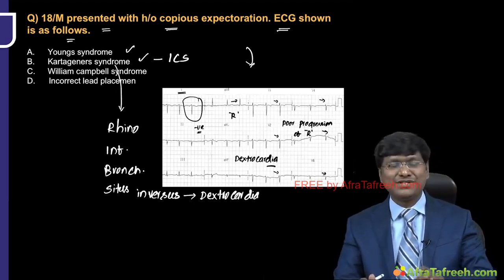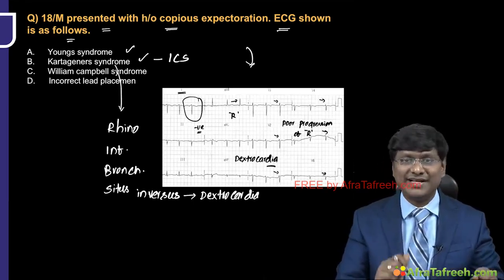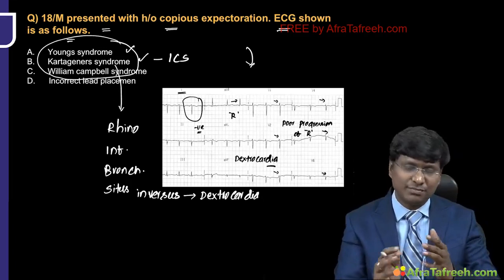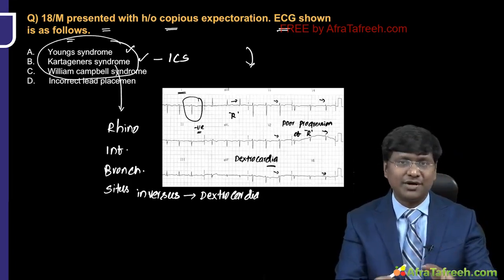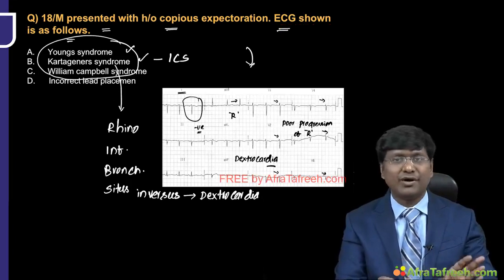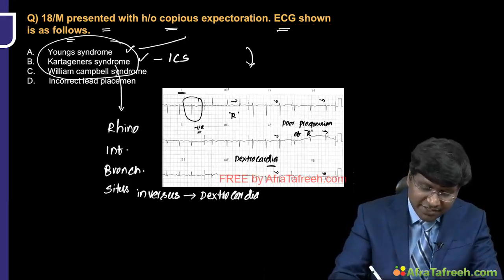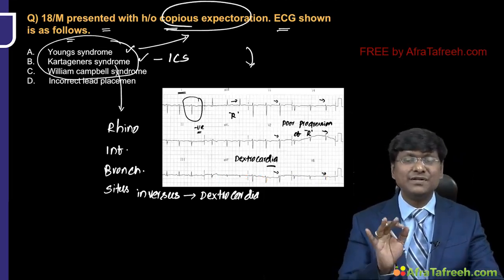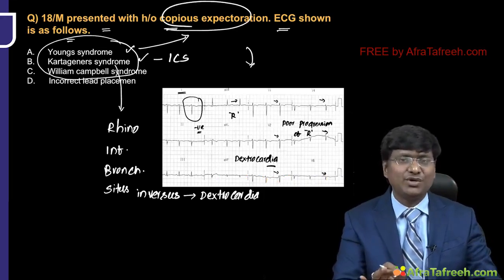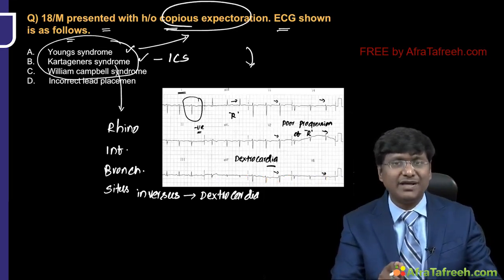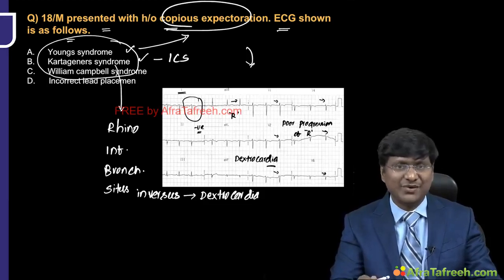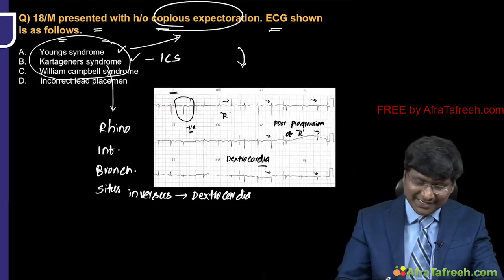Whereas in all other options, you don't have situs inversus or dextrocardia. But all these can contribute to the development of bronchiectasis. Young syndrome, bronchiectasis can be there. Kartagener syndrome, bronchiectasis can be there. Williams-Campbell syndrome, bronchiectasis can be there. So, because of this bronchiectasis only, you have the presence of copious expectoration in this patient. So, this is the ECG suggestive of dextrocardia. What I want to tell you is, in dextrocardia you will have a dominant R wave in AVR and there is poor progression of the R wave. And next important, usually there should be right axis deviation as well. Okay, so these are the ECG changes in patients with dextrocardia.